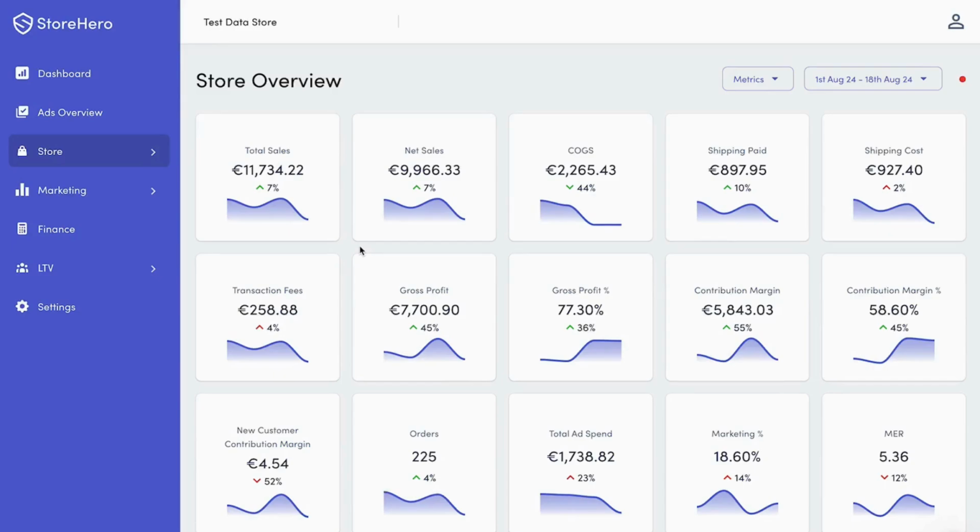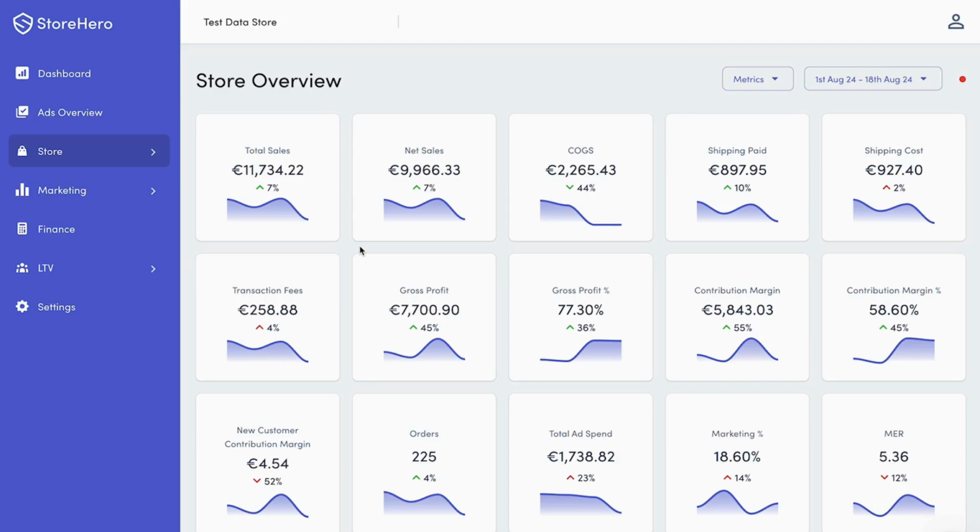The StoreHero Store Overview Report is the best place to get a high-level view of your store performance, both through the lens of sales and profitability. Unlike a Shopify, WooCommerce, or Magento dashboard, we'll use your underlying costs to calculate profitability on either a gross or a net basis. I can walk through some sample metrics here.